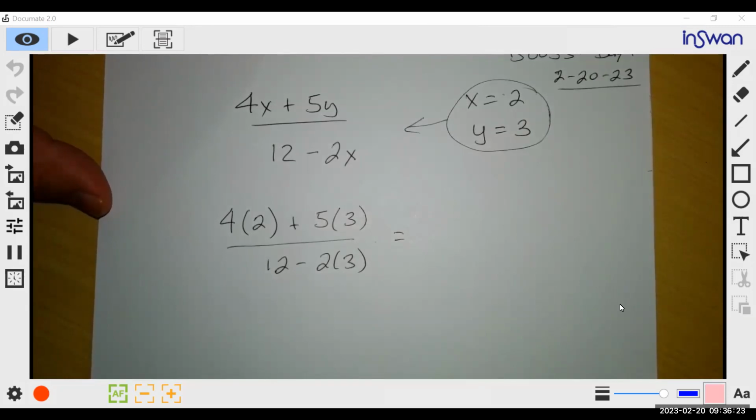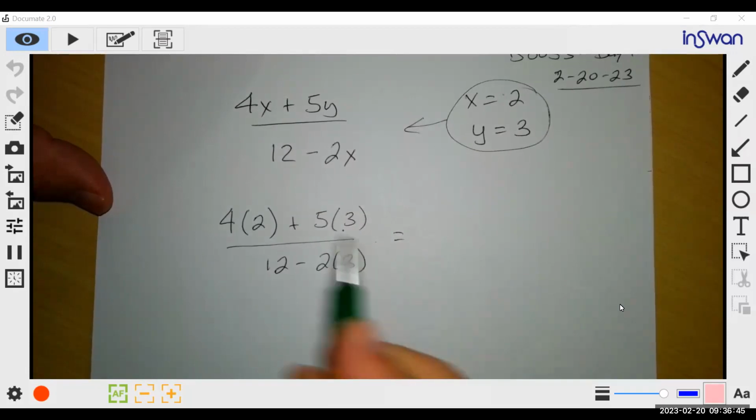Step two. Remember, the order of operations rule always applies. Parentheses. Can you do anything inside the parentheses? No. So we can't do anything inside the parentheses. Since we can't do anything inside the parentheses, what do we have to do? We have to get rid of the parentheses.